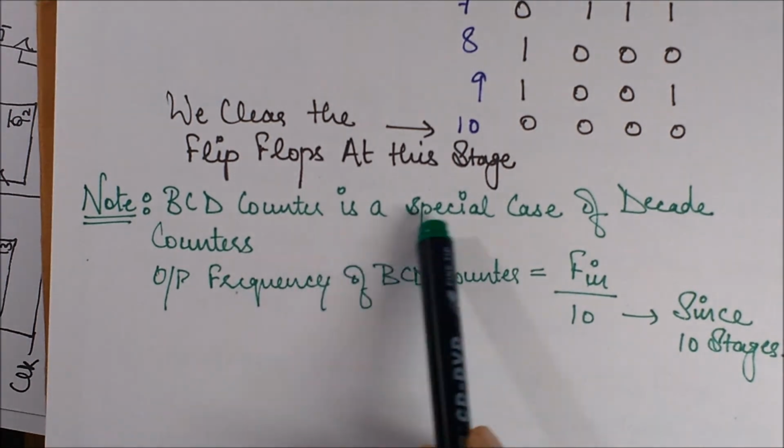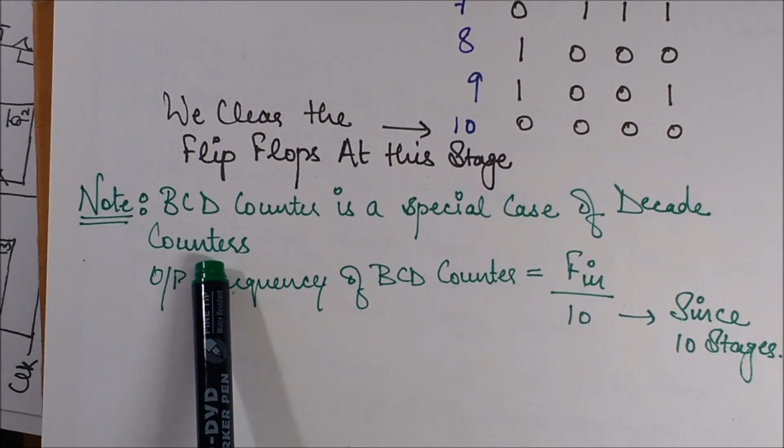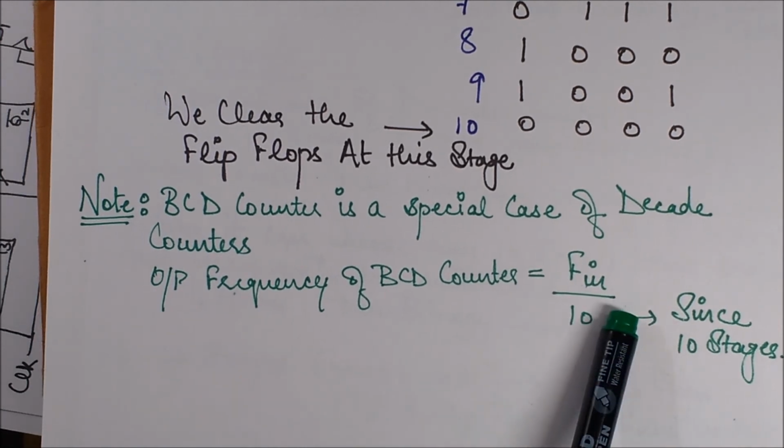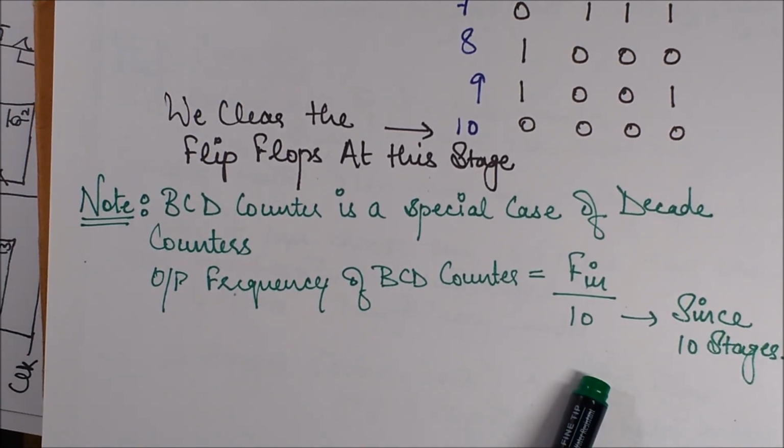We've already discussed that the BCD counter is a special case of the decade counter, and the output frequency of the BCD counter will be what? That will be fn by 10, since it has 10 stages.